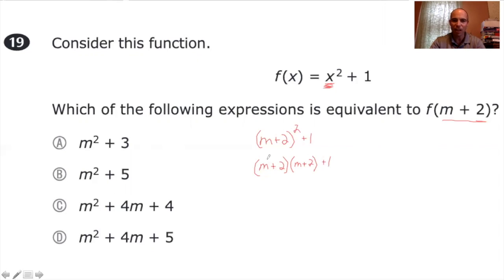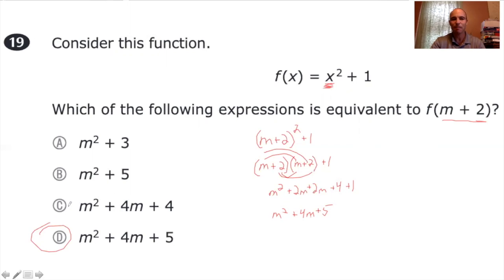You've got to FOIL that thing out, right? We got m squared outside, plus 2m. I'll do this a long way so you guys can see everything. We'll combine like terms at the end. The last, plus 4, plus 1. Okay, so here I'm combining like terms, m squared plus 4m. Check my math, you guys. Plus 5. Okay, let's see if that matches.